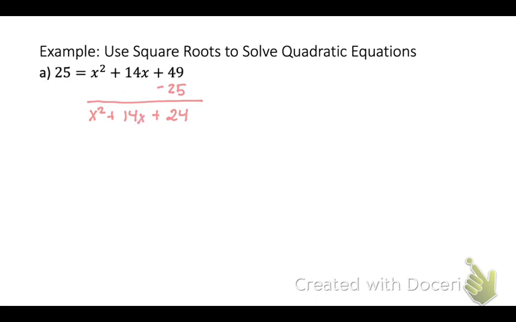So then what would you do? Draw the X. So factors of 24 that add to 14. 12 and 2. Keep going. Keep solving. x squared plus 14x plus 24.